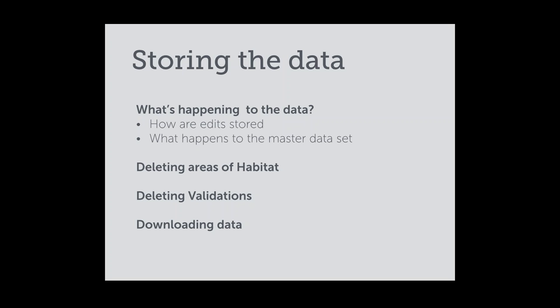So again, when I'm deleting areas of habitat validations, I'm not actually changing that master data set. All I'm doing is specifying that there's a particular area that has been marked as deleted. So when it goes out to the public facing site, it'll have a chunk taken out of it. But as far as the master data set's concerned, it's untouched, and we're just recording a geometry as a deletion over the top of a particular habitat.